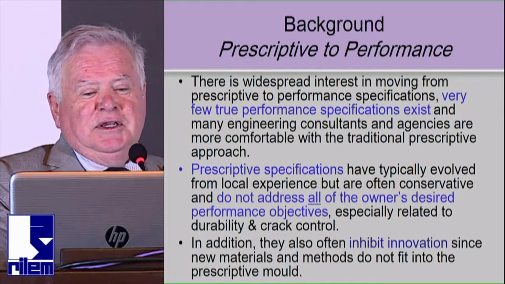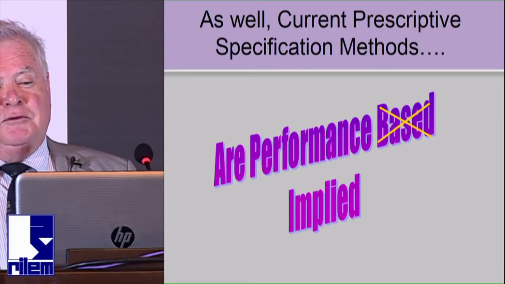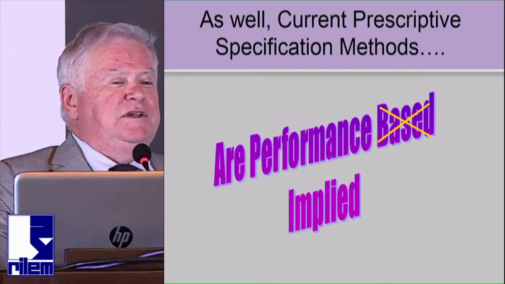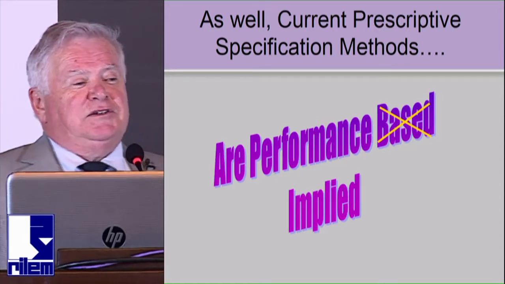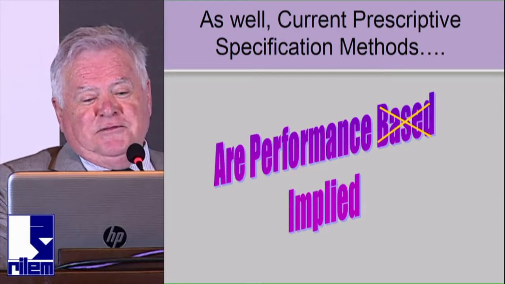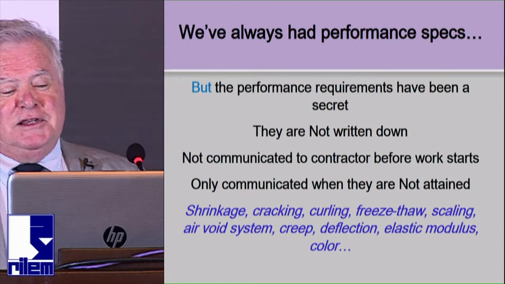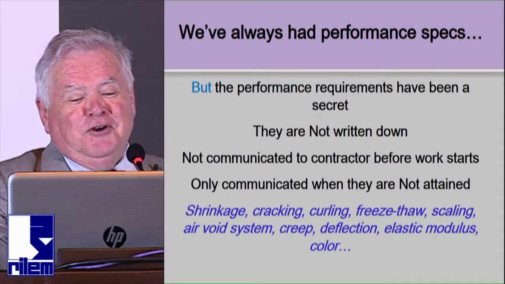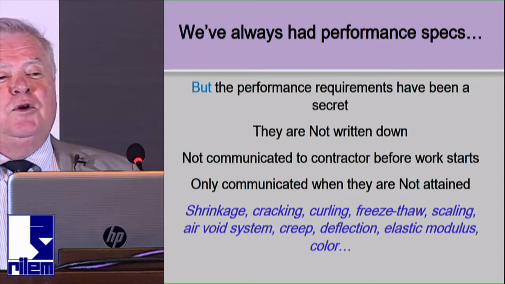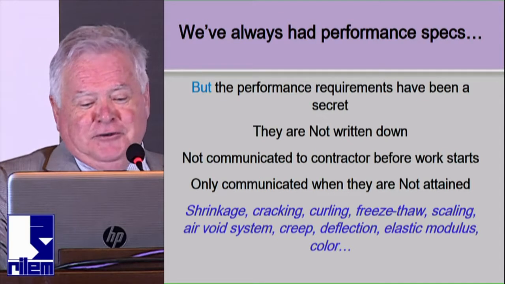So it's not helpful. The other interesting thing about prescriptive specifications is they often prescribe in great detail what the concrete has to contain, but then we call them performance implied specifications. The performance requirements are kept a secret. They're not written down. They're not communicated to the contractor before the work started. They're only communicated when the owner or the specifier is unhappy with the result of the concrete.